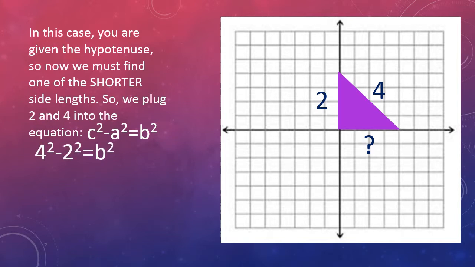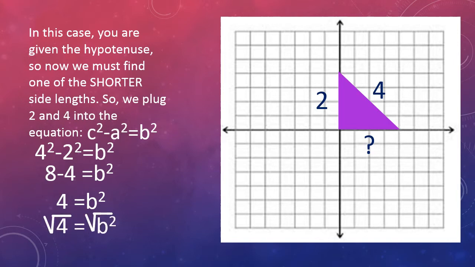So I'm going to plug that in, and that can be simplified. So 4 squared minus 2 squared equals B squared is just going to be simplified to 8 minus 4 is equal to B squared. 8 minus 4 is 4, so 4 equals B squared. Now we must take the square root of 4 because B is squared, and we have to get rid of that before we can get our final answer. And the square root of 4 is 2, so B equals 2.